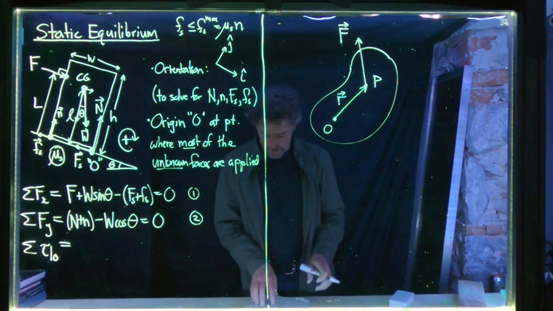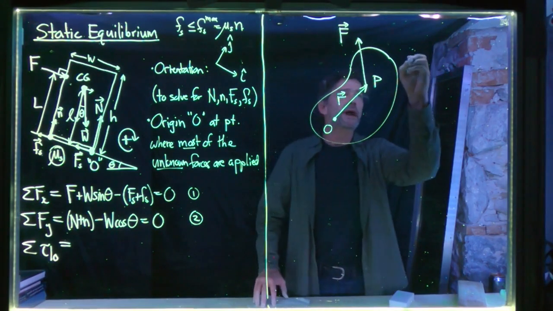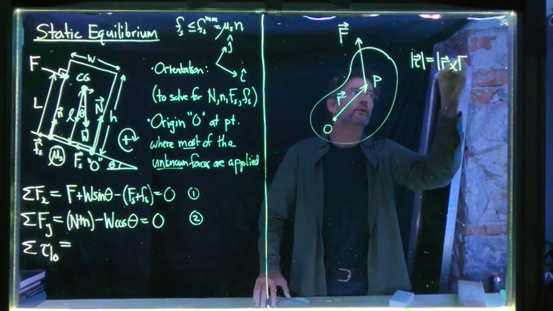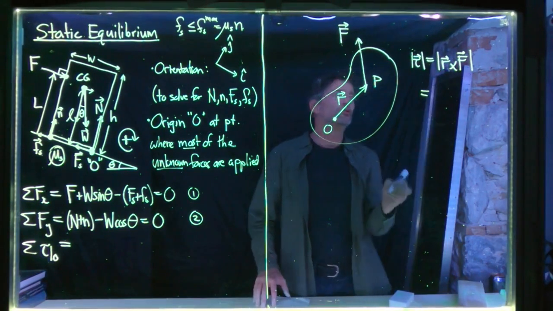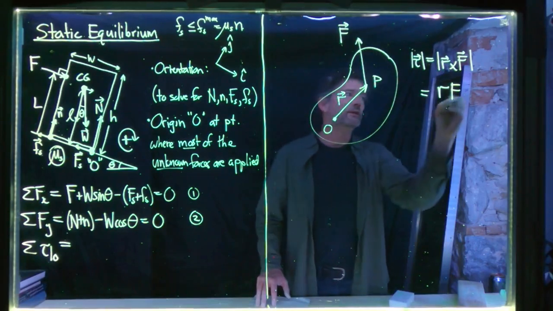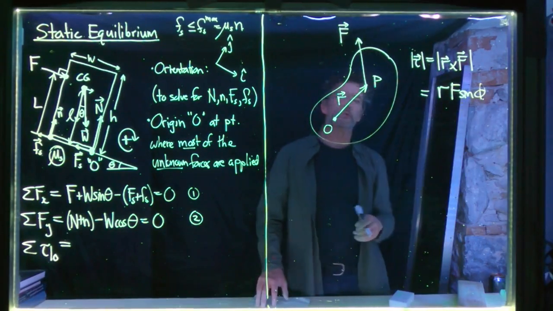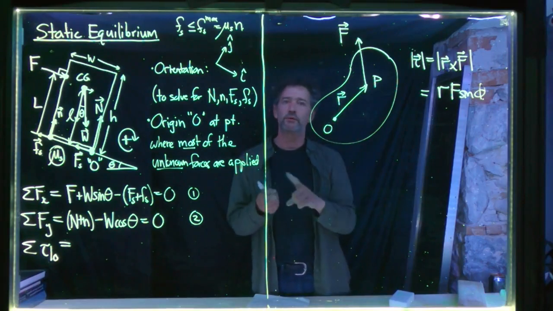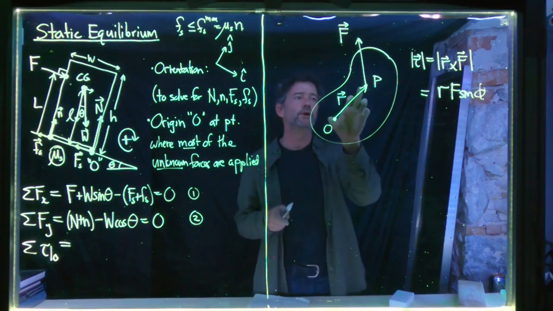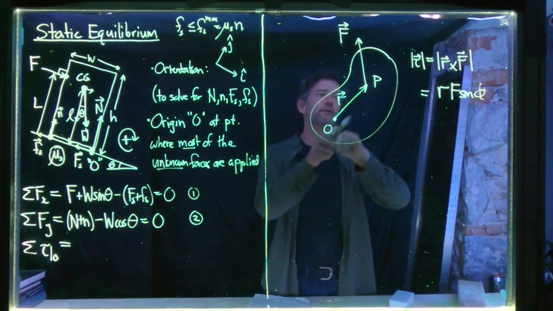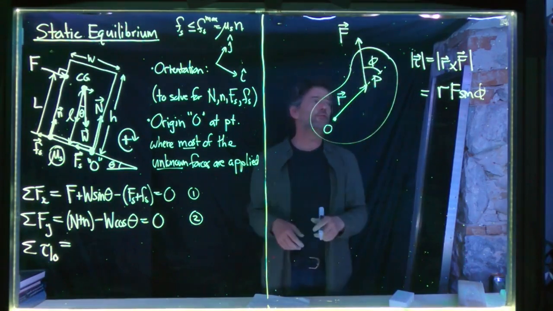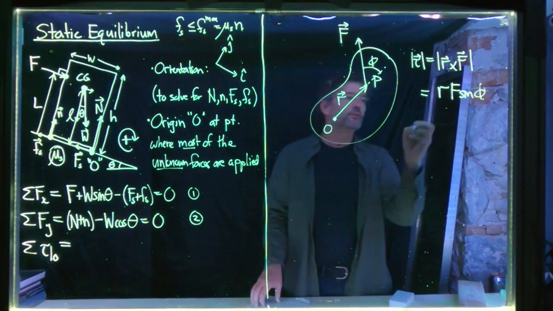The important point here is this. The magnitude of the torque is equal to the magnitude of the vector cross product R cross F. That's equal to the magnitude of R, the length of that vector, times the magnitude of F, the length of that vector, times the sine of the angle between them. When you take the cross product of two vectors, slide the vectors around so that their base points are at the same point. So take R and slide it up to here, and then the angle between R and F is that angle phi there.